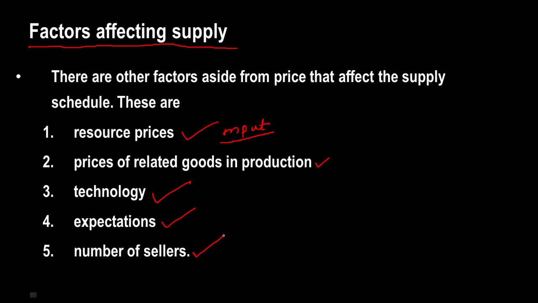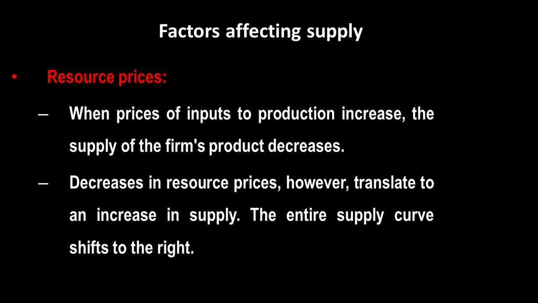So these 5 are the important factors on which supply depends. So let us see one by one quickly. So first thing is resource price. As I told you, input price.